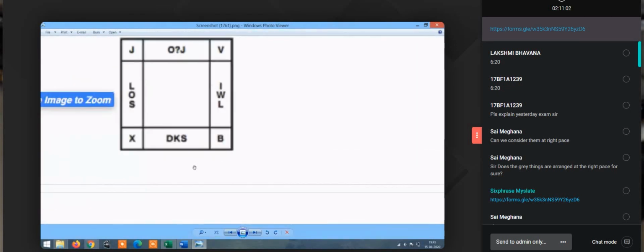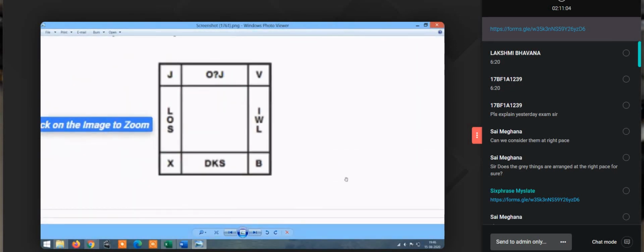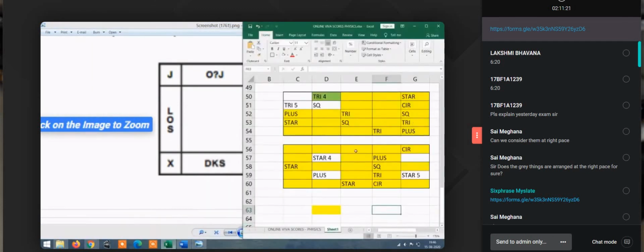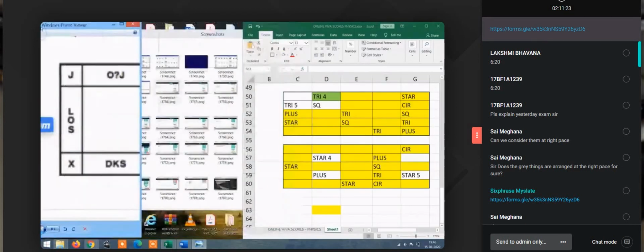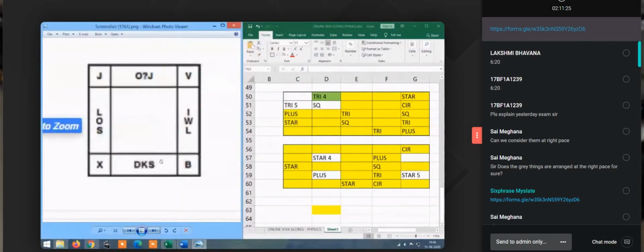Now, this one. Again, when I talk about numbers, guys, this is why I talk about numbers. Because if you make these numbers, you will know what the logic is right away. I'm going to use this, JLOSX, in the same way, guys. We'll do it like this.